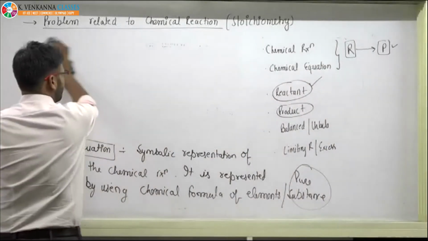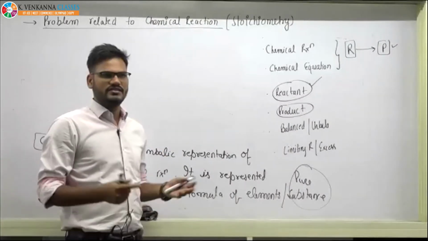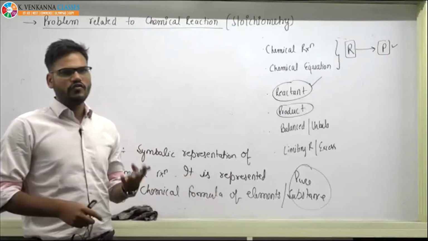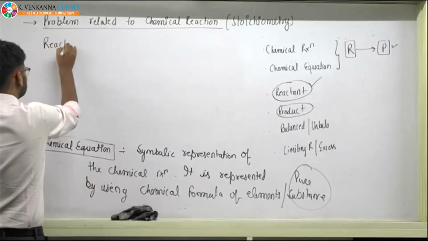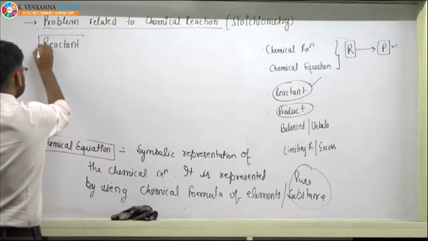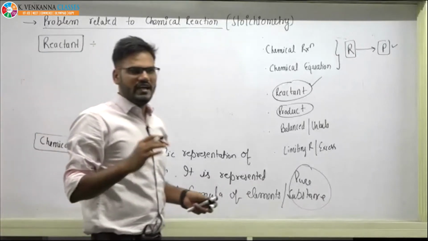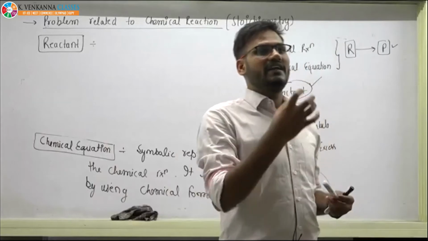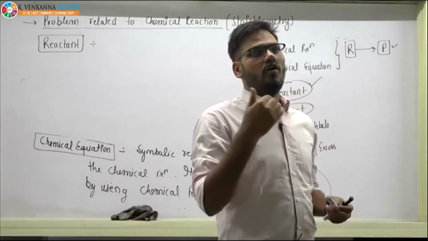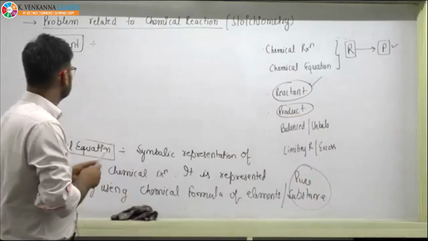Just read it once or twice. You do not need to remember all this. It's very simple, it's self-explanatory. All of you know already. Next is reactant. These are the species or the elements or the compounds present in the chemical reaction which are getting decomposed or utilized.